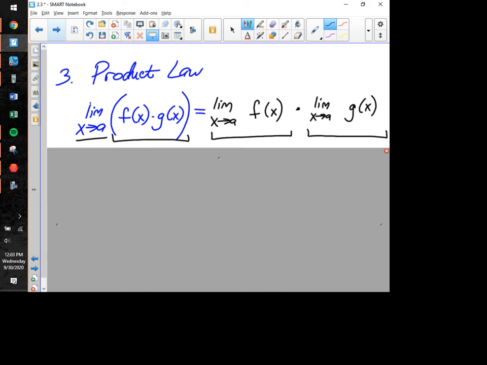This will not work with derivatives when we get to it in Chapter 3, but for now, guys, let's remember it that way. The limit of a product is equal to the product of two individual limits, and that's what's going on here.